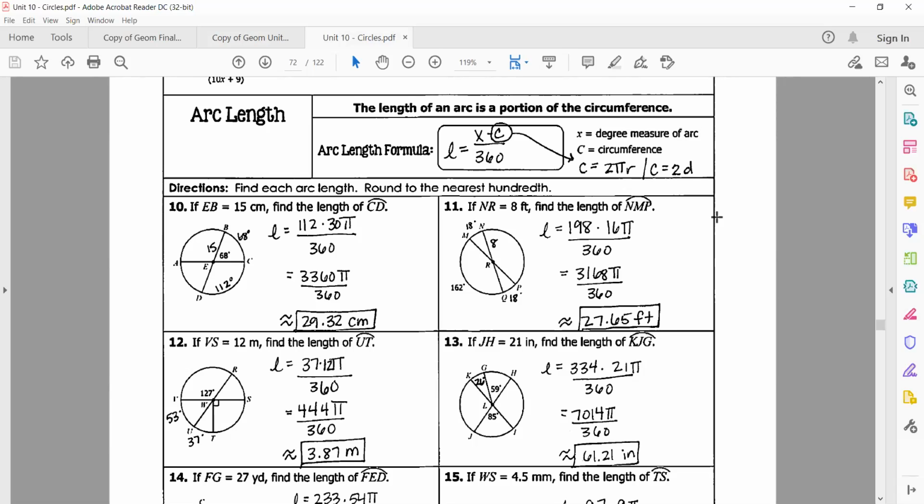Right? And what they start off with in the formula is C for circumference. And here's a little reminder: circumference is actually broken down into another formula itself. Questions, anybody, on any of those kind of problems?